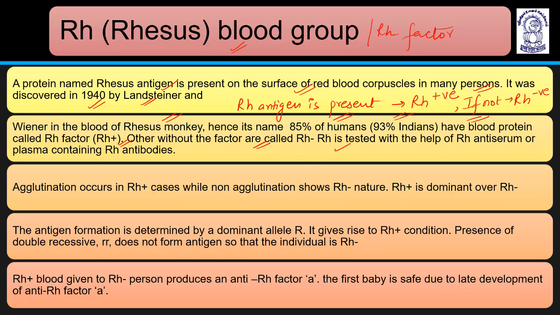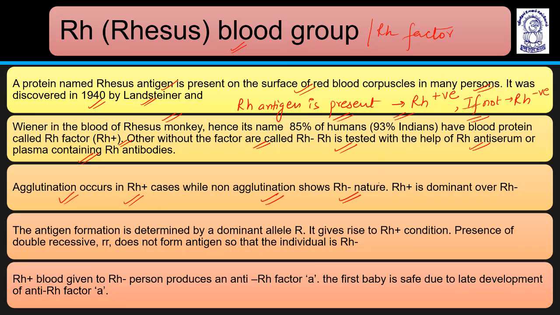Okay. Rh is tested with the help of Rh antiserum, or plasma containing Rh antibodies. Agglutination occurs in Rh positive cases, while non-agglutination shows Rh negative nature. Agglutination happens when Rh antigen is present, meaning Rh positive cases. Non-agglutination shows Rh negative nature.